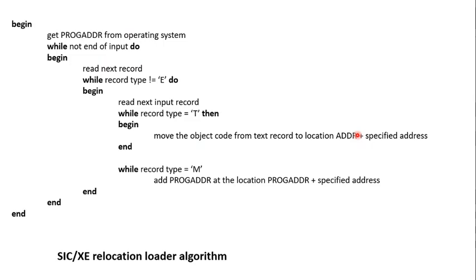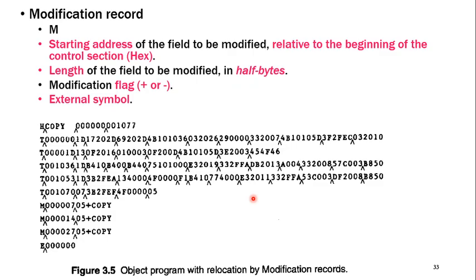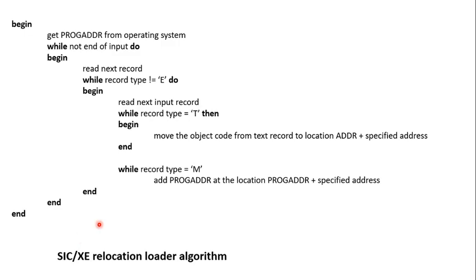That is what we do in the algorithm. Whatever specified address is already available, to that you add the program address, and you do this only for the modification record. So if the record type is M, then you need to add the program address value in the object code wherever you have that modification record. This is the simple algorithm for the relocation loader process with respect to SIC/XE.